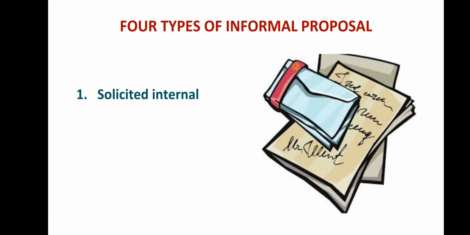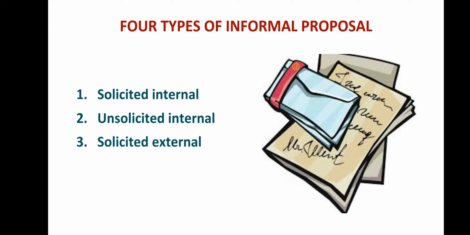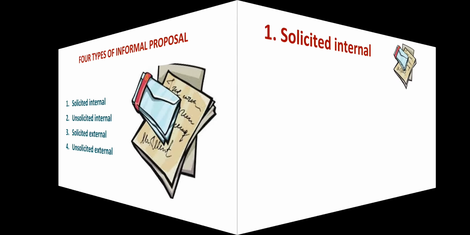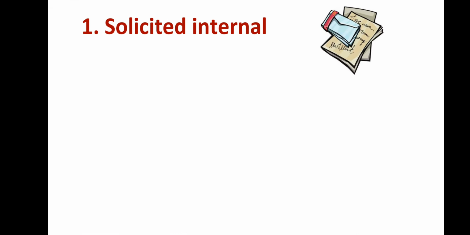Okay? So, 4 types of informal proposal. We have here solicited internal, unsolicited internal, solicited external, and unsolicited external. So let us have first the solicited internal. What is that, miss? We could not understand.